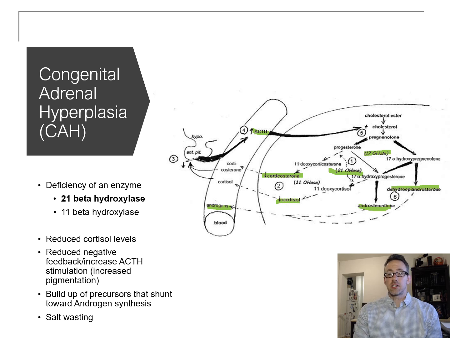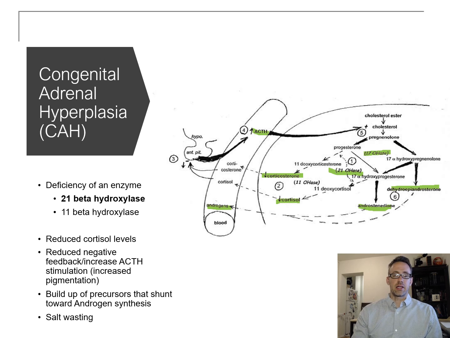Now ACTH, in addition to its ability to stimulate the production of cortisol and corticosterone as well as the androgens, also stimulates the cells to grow. Similar to what I talked about with the thyroid stimulating hormone, how it can stimulate those cells to grow, this also stimulates the cells in the adrenal gland, so they can also grow. That's why we call this hyperplasia, because the tissue is actually getting larger.